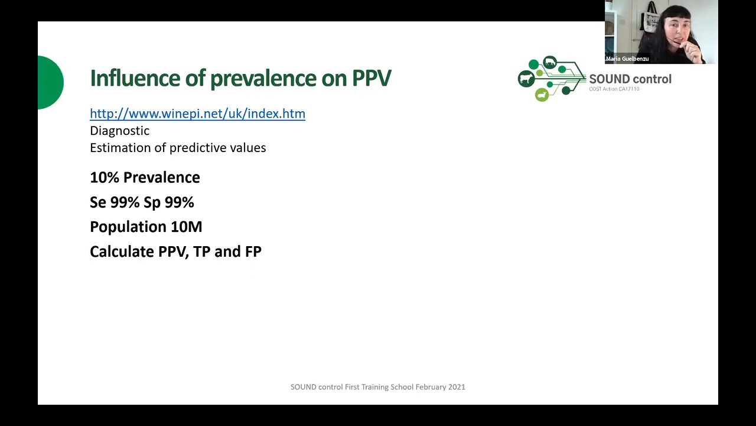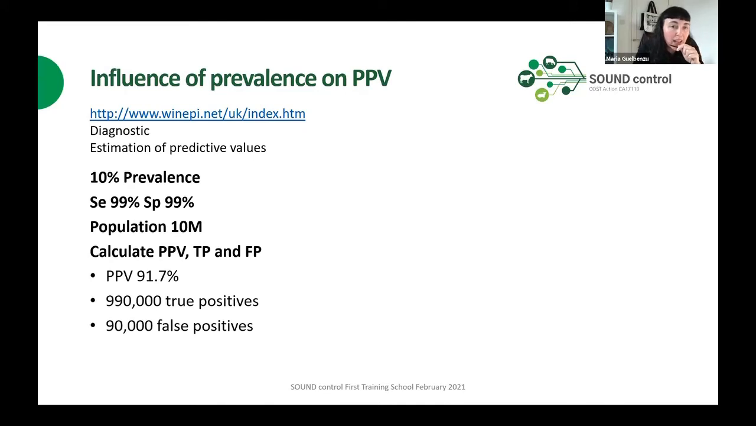Okay, so you should have the same results as these. We have a positive predictive value of nearly 92%, which is really good. And we have 990,000 true positives, which is quite a lot, but it's a population of 10 million, and 90,000 false positives.